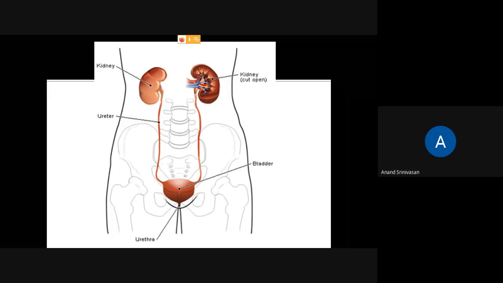Once again, the ureter passes through the wall of the urinary bladder, and when the urinary bladder contracts, the urine flows through the urethra. It flows only through the urethra. It will not extend into the ureter because the ureter passes through the wall of the urinary bladder. So that is very important.